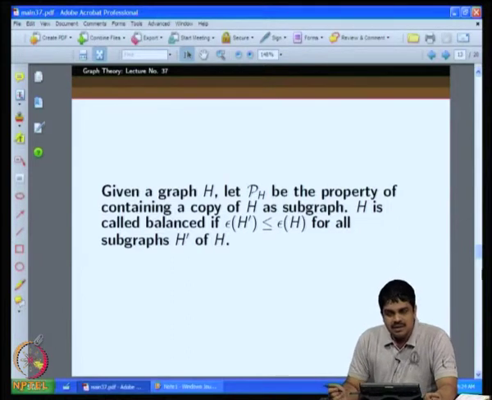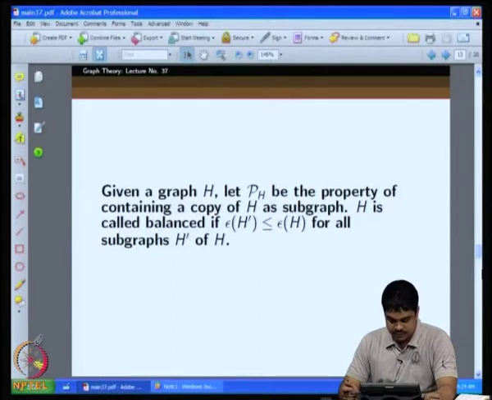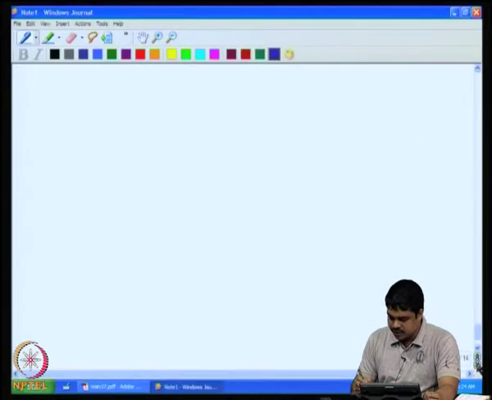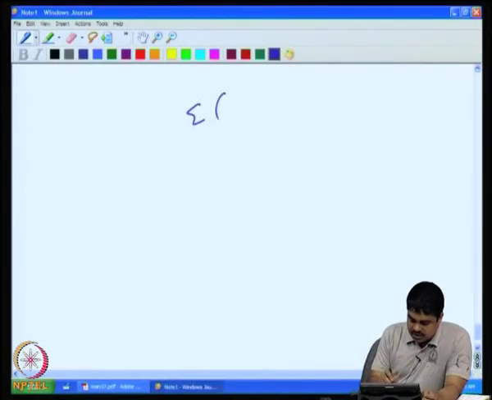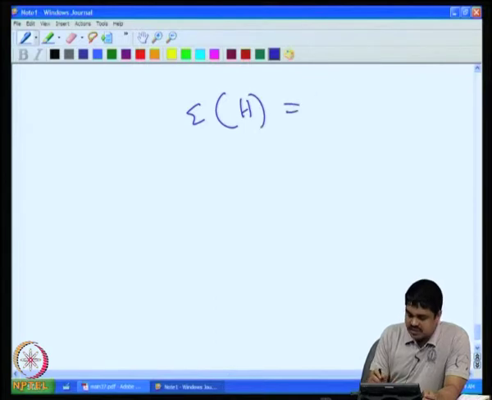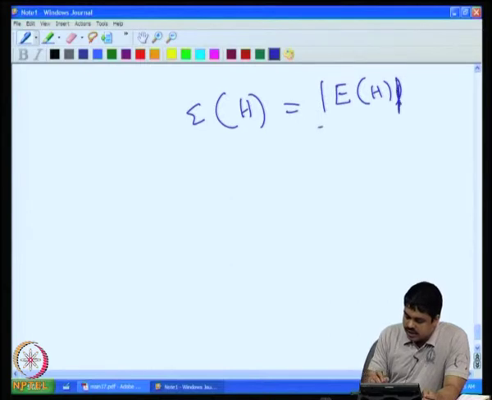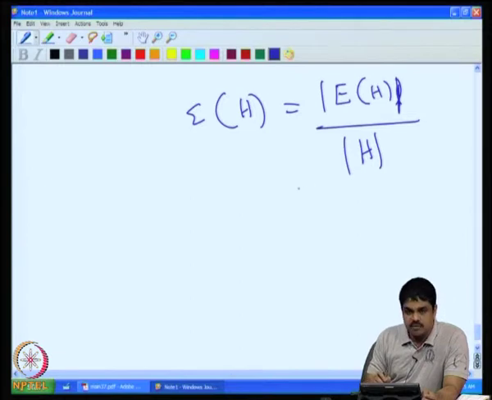We can take a special kind of H. H is called balanced if epsilon of H dash is less than or equal to epsilon of H for all subgraphs H dash of H. What is this epsilon of H? It is the number of edges in H, the cardinality of E of H, divided by the number of vertices in H. This is epsilon.